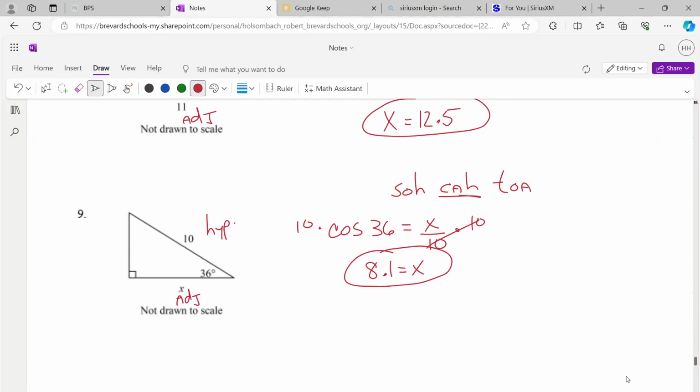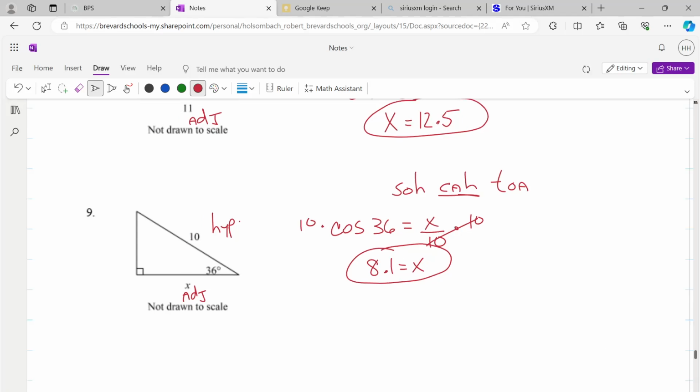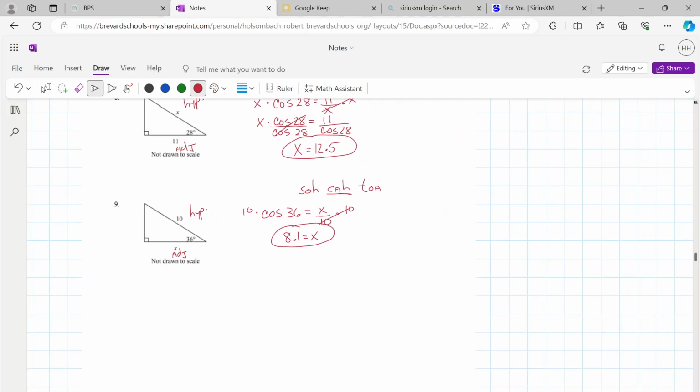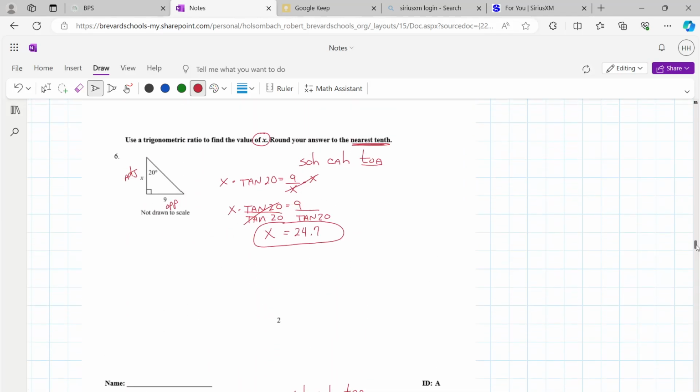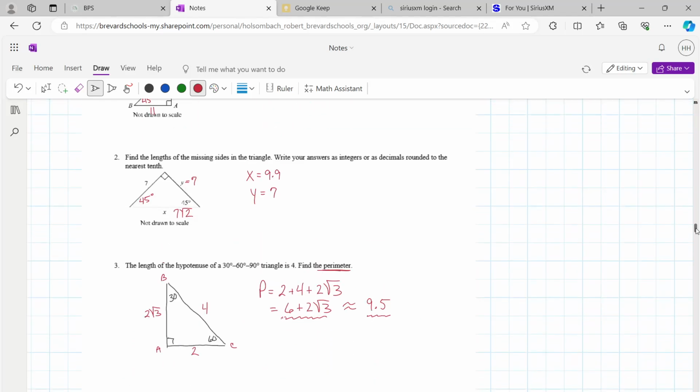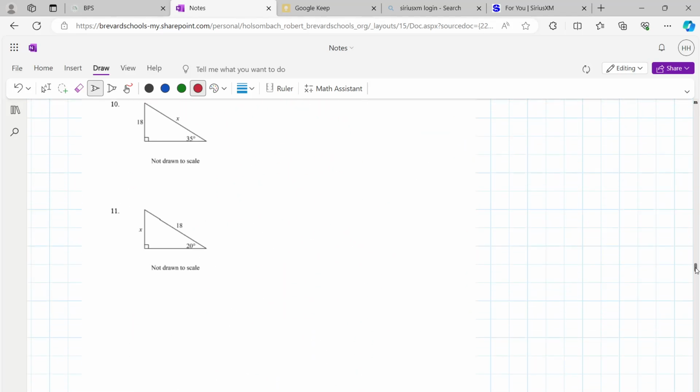Looks like I might be missing some pages here. I thought there were 11 problems on this study guide. Oh, there they are.